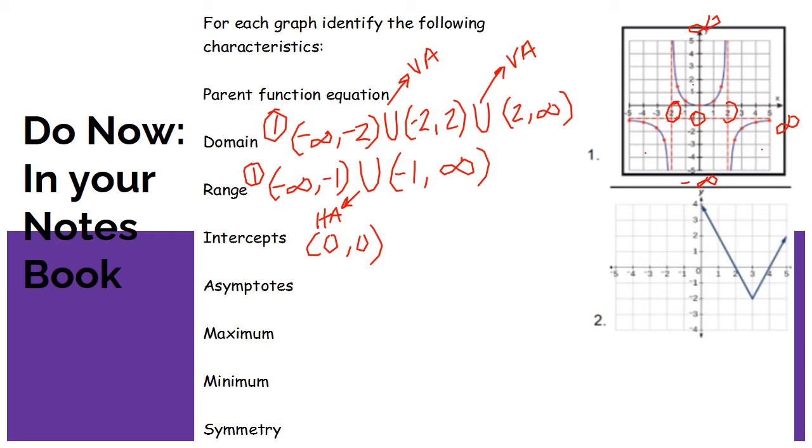I have vertical asymptotes at x equals -2 and x equals +2. I have horizontal asymptotes at y equals -1. Do you see where the asymptotes are? Those dashed dotted lines represent my imaginary boundary line.